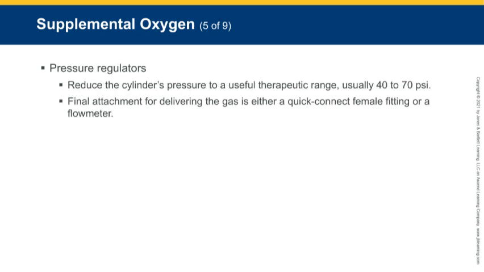Pressure regulators are used to reduce the high pressure of oxygen inside a cylinder to a safe and usable range, typically 40 to 70 psi. Some regulators include a quick connect fitting or a flow meter to allow for precise control of oxygen delivery. The correct selection and attachment of a pressure regulator ensure that oxygen is delivered at the appropriate rate for the patient's condition.